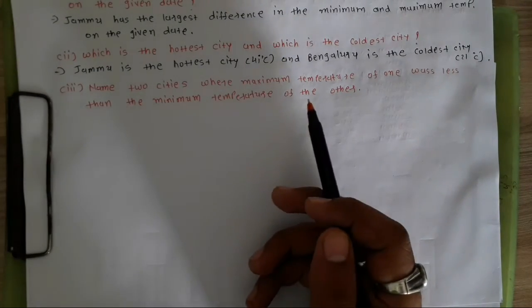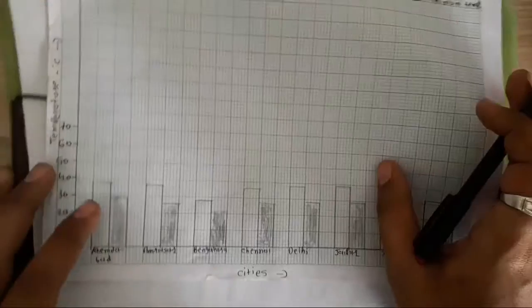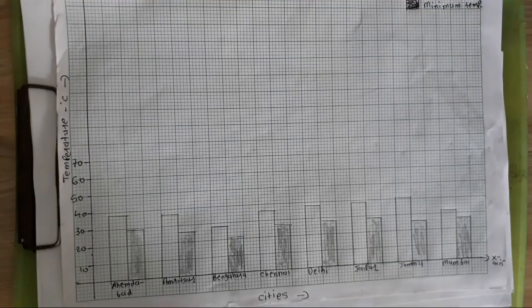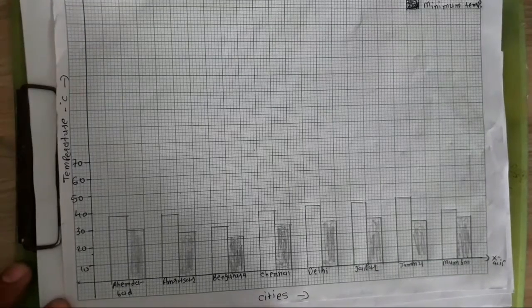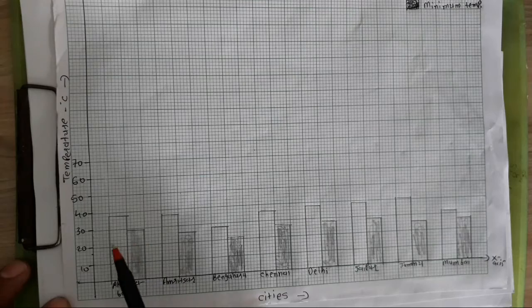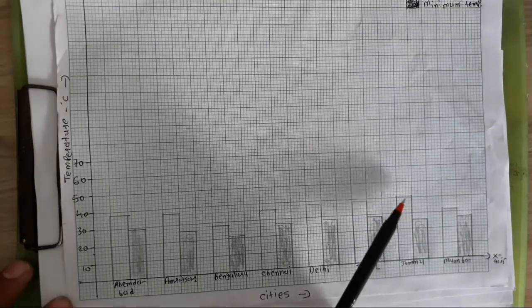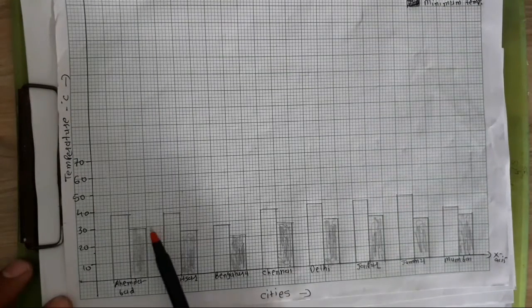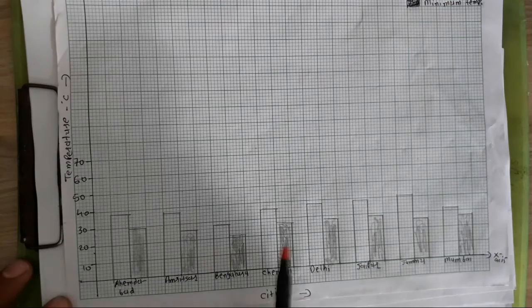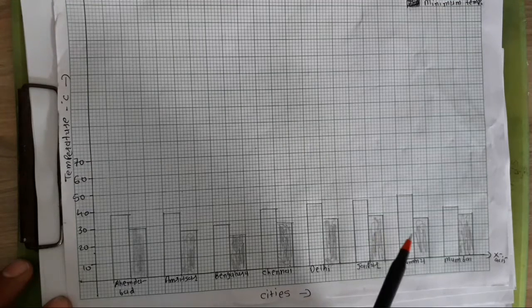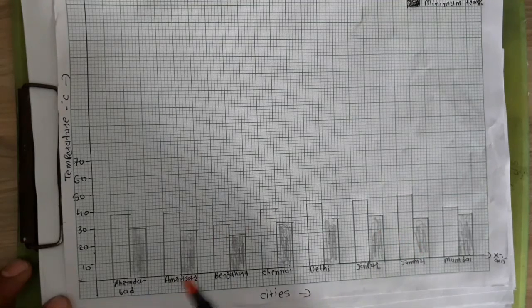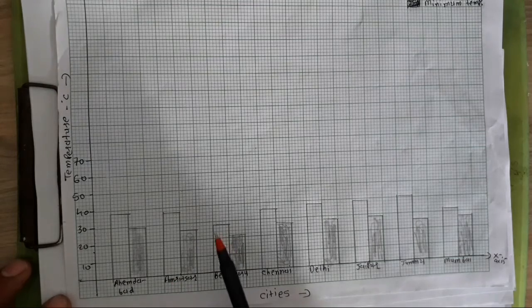Now the next question is, name two cities where the minimum temperature of one was less than the minimum temperature of the other. Now here in this question we have to compare the temperature of two cities where one's maximum temperature is less than the other's minimum temperature. So here we can see the maximum temperature of Ahmedabad is 38 and the next one is 39 for Jaipur and 41 in Jammu, and minimum temperature in Ahmedabad is 29, minimum temperature in Jaipur is 29 and minimum temperature in Jammu is 26. Now we have to compare, is there any city whose maximum temperature is less than another's minimum temperature.